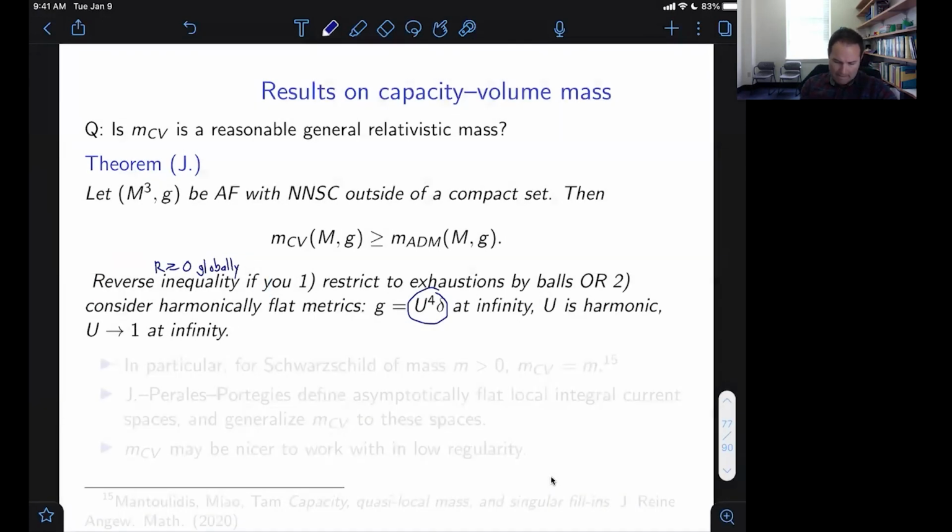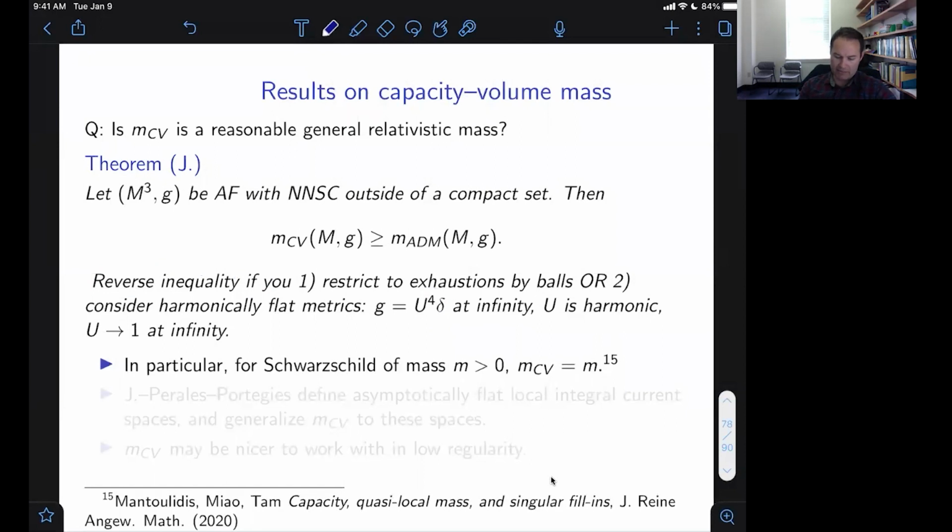Okay. So there's strong evidence that this is a general relativistic mass that's compatible with the ADM mass. You can show that it does give the correct value in Schwarzschild. This also follows from this theorem. It also follows for Schwarzschild from this result of Mantelidis, Miao, and Tam, where they looked at the capacity volume relationship in Schwarzschild space.